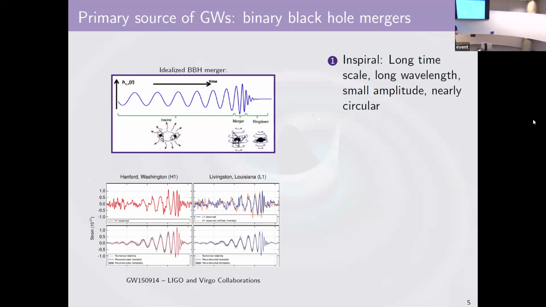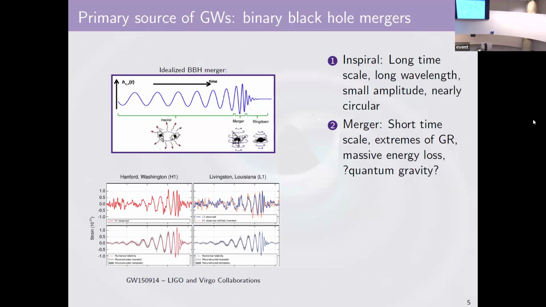Then there's the merger region, which is where the horizons get very close, start to touch, and finally a ring down. So the inspiral, as I said, has long time scales, long wavelengths, small amplitudes, and is a nearly circular process for the most part. This is very amenable to various perturbation theory schemes.